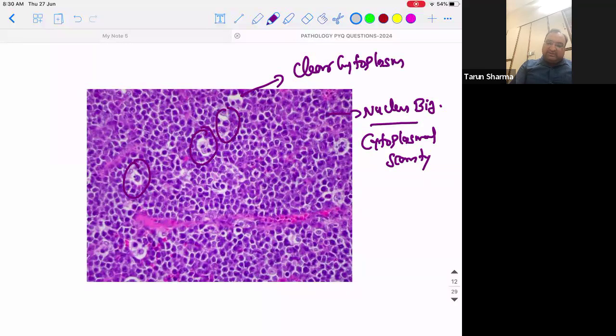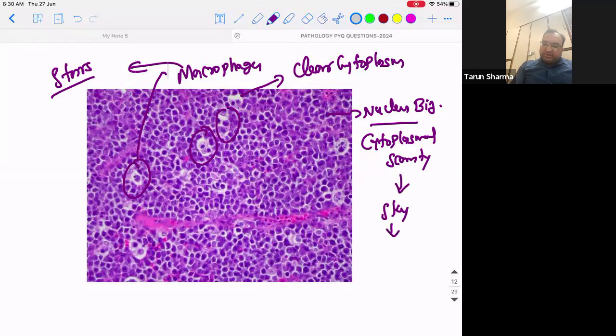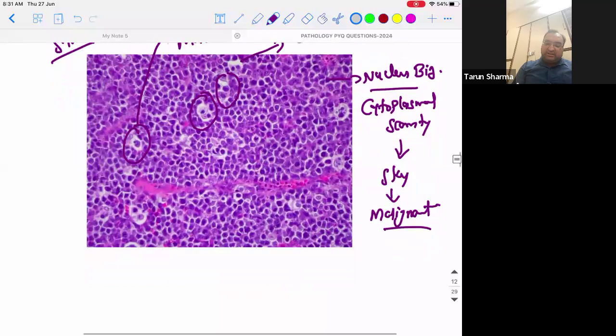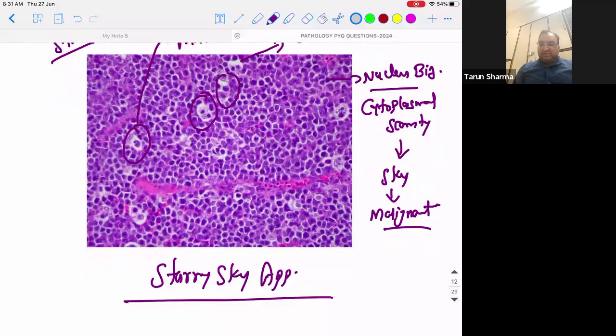What are these bigger cells? These are the macrophages, which appear like stars in this blue sky. The sky is made up of these blue cells, which are actually the malignant cells of this lymph node. In between them you can see some large cells with a good amount of clear cytoplasm, so they resemble stars. This is called the starry sky appearance on lymph node biopsy. Stars are macrophages. Sky is the malignant cell itself.